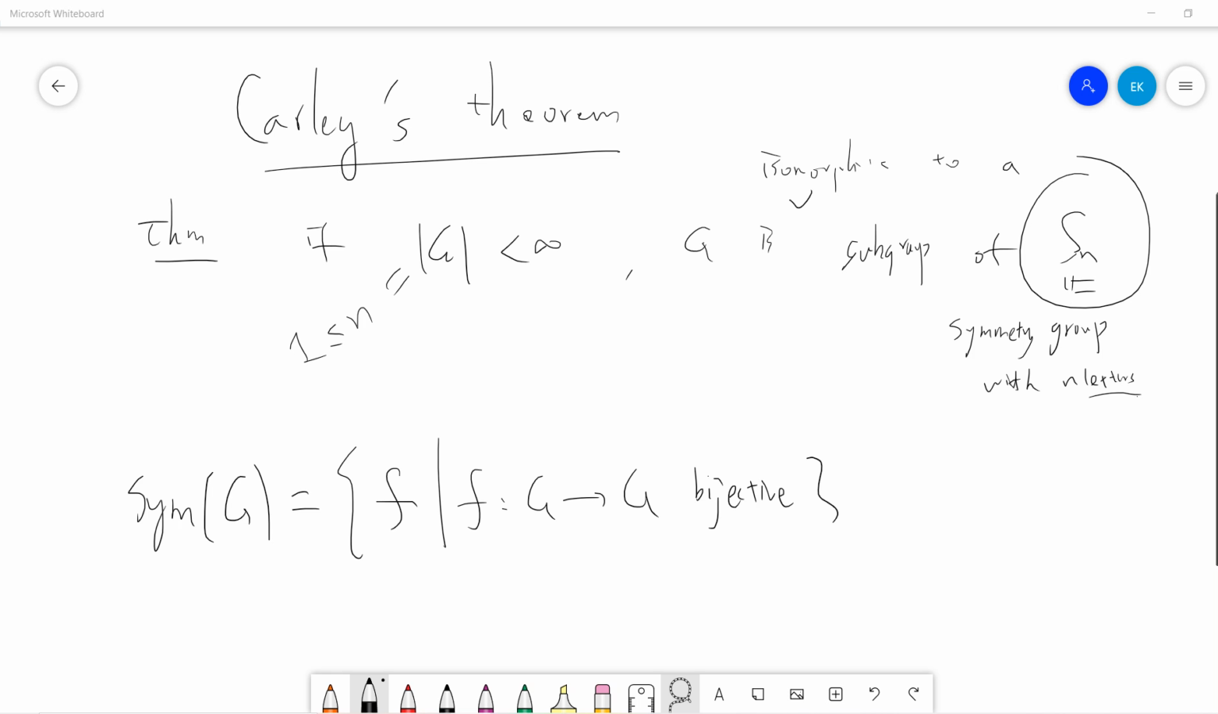The theorem says that if G is a finite group, with order n greater than or equal to 1, then G is isomorphic to a subgroup of Sn, where Sn means the symmetric group on n letters.